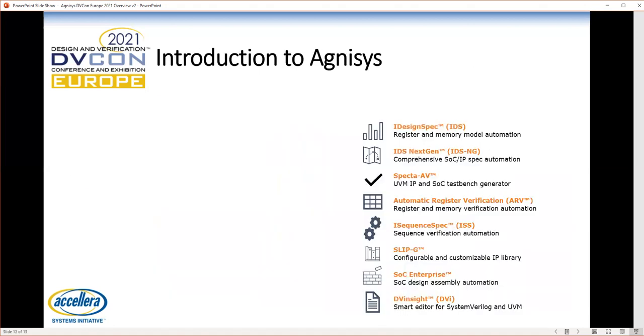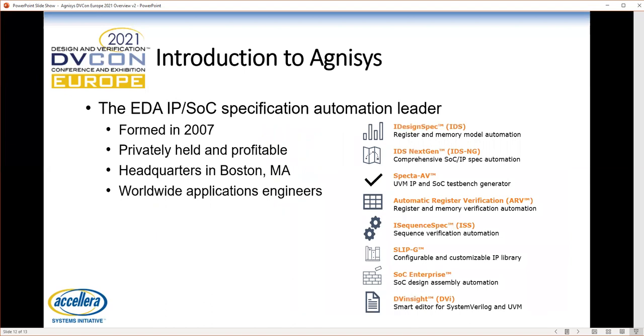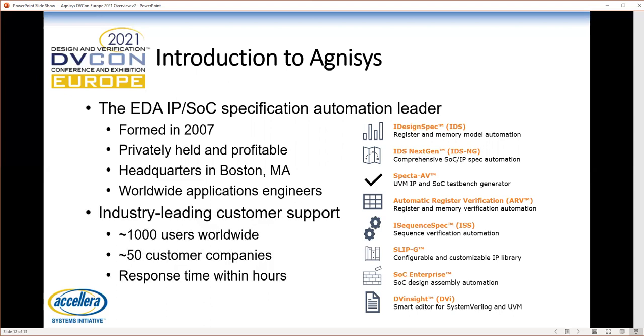Let me tell you a few words about Agnisys itself as a company. We are the leader in this relatively new area of specification automation. We were formed in 2007, just celebrated our 14th anniversary. We are privately held and profitable, headquartered in Boston, Massachusetts, and we have applications engineers worldwide. Wherever our customers are, we have local support for them. And in fact, we're quite well known for our customer support. We have more than 1,000 hands-on users worldwide, representing more than 50 different customers. And because we have this local application support, we can respond within hours if you have questions about using our products.